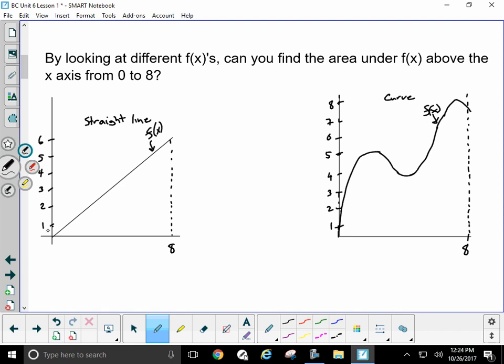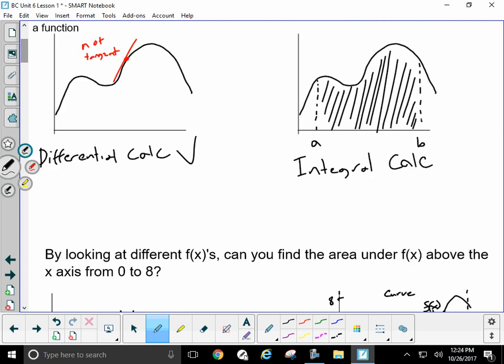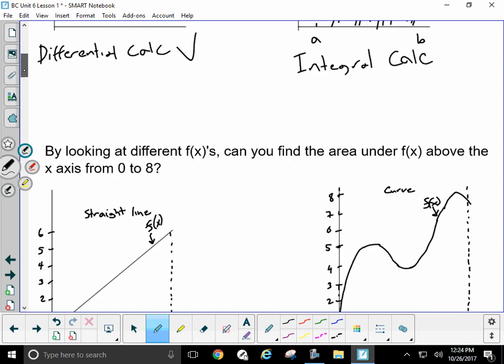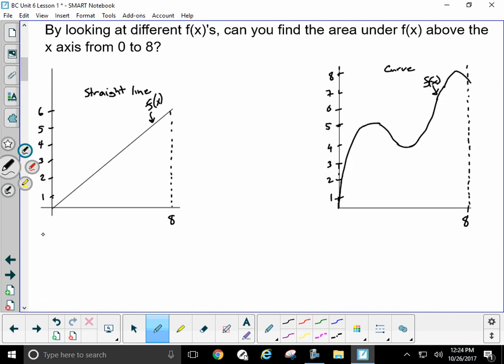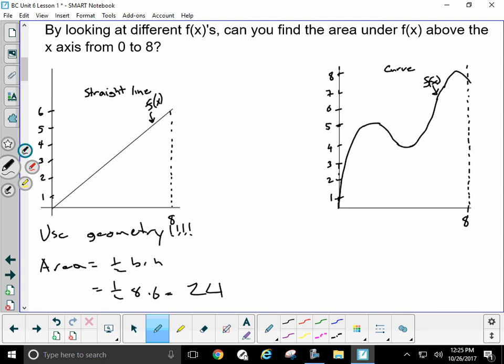So here, if you have a straight line, this question does not seem that bad. This is like an easy question. Use geometry. Just have an area formula. 1/2 base times height. Base is 8. Height is 6. 24. Okay, done.